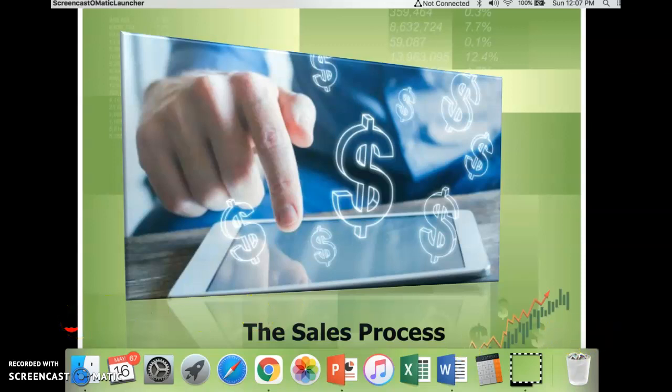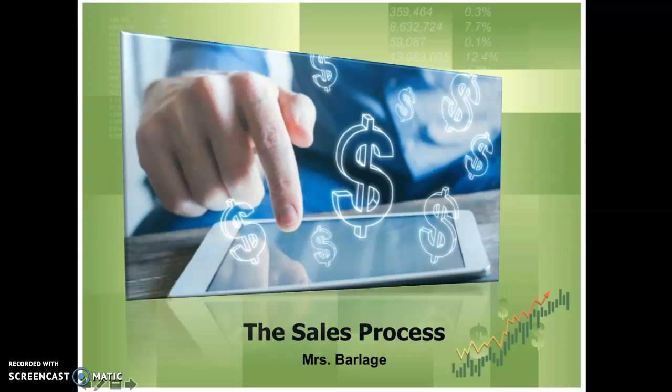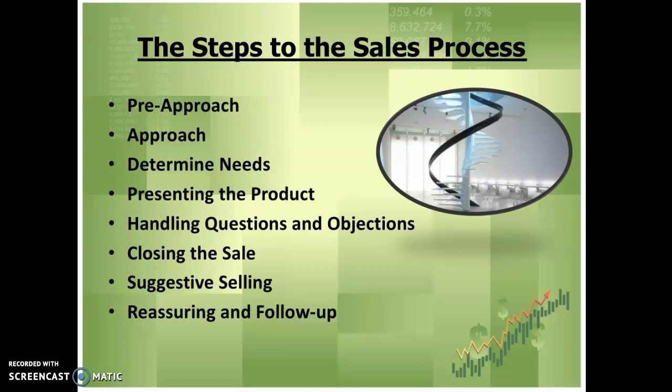Okay, so we're going to be taking a look at the sales process and the steps to making a sale. So you need to write these down, and we're going to go through each one independently, but there are 8 steps to the sales process with your approach, determining customer needs, presenting the product to the customer, mentioning to them and demonstrating to them the features and benefits, handling questions and objections, closing the sale, suggestive selling, reassuring, and following up. And we're going to go over each one of these.